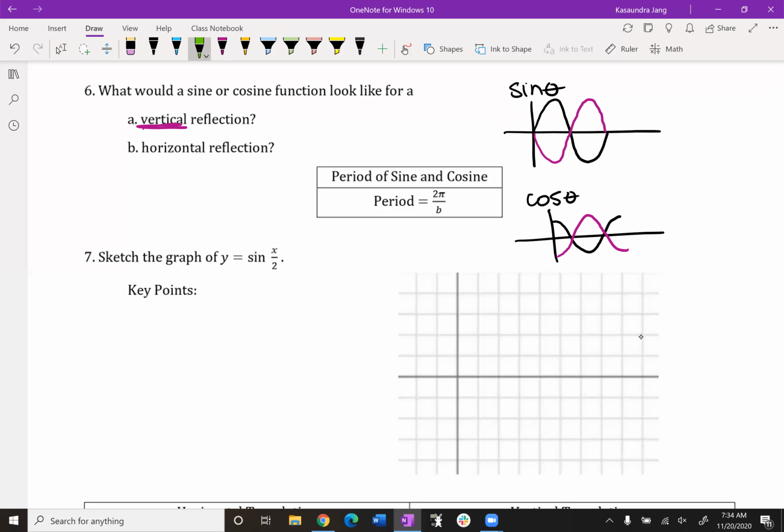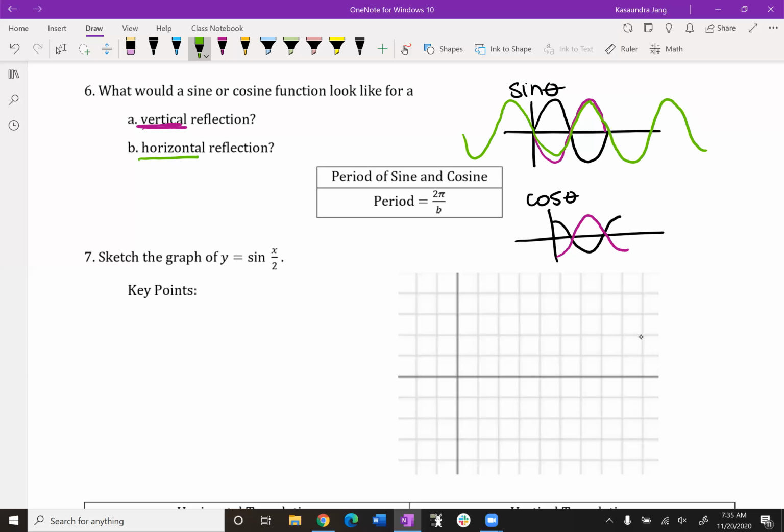My horizontal reflection, horizontally, like left and right, I am going to have it reflect on the other side of the y-axis, but really this does continue forever on both sides. So the green one is actually going to end up giving me the same as the purple one. So my vertical and horizontal reflections for sine end up with the same graph.